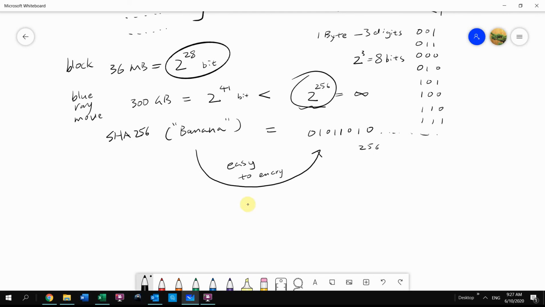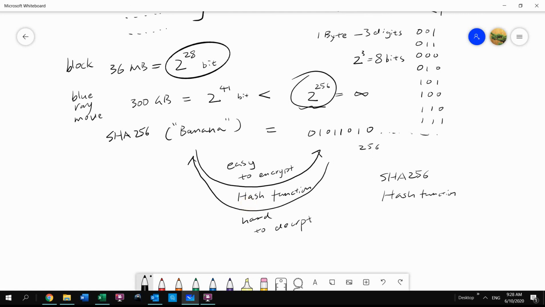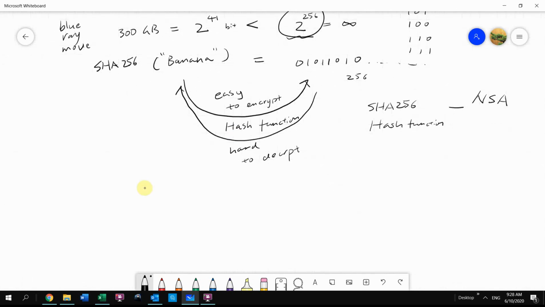So it's pretty easy to turn the word banana into this string of numbers. It's easy to encrypt, but it's much harder to convert this string of numbers back to the original information, the word banana. So it's hard to decrypt. And when we encrypt and decrypt, we are utilizing a function called a hash function. Both the SHA-256 format and the hash function were designed and developed by the National Security Agency. All right, so this is a very ingenious invention in human history.